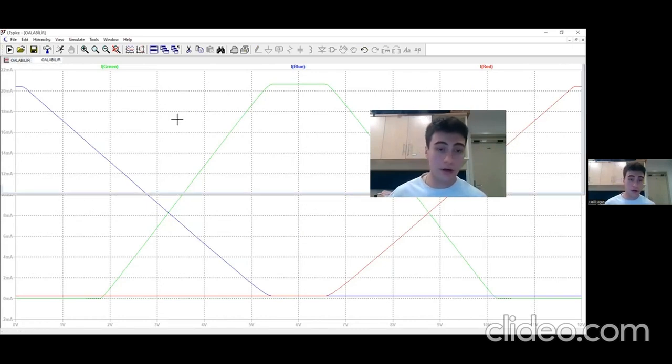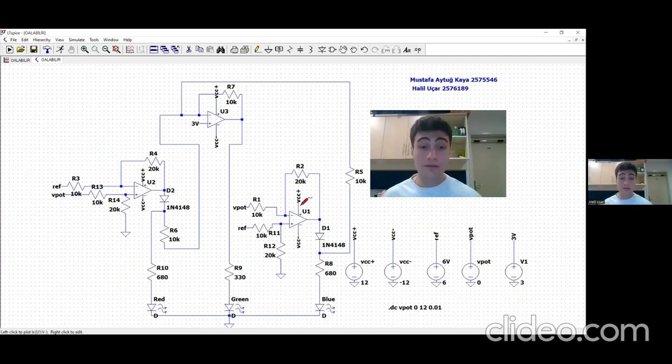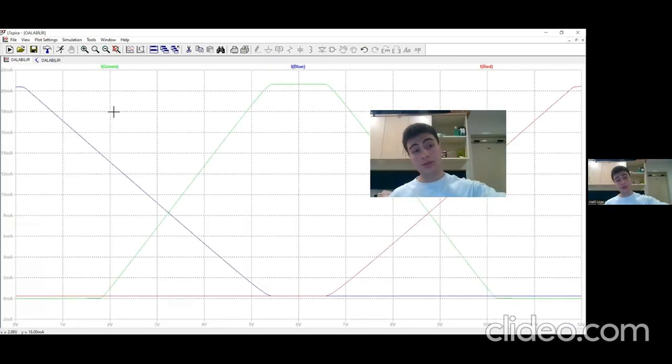For the blue channel, we used a differential amplifier topology, as you can see. It creates an inverse relationship. As the voltage increases, the current flowing through the blue diode decreases.